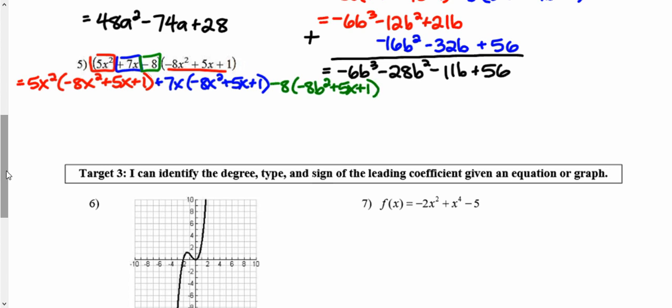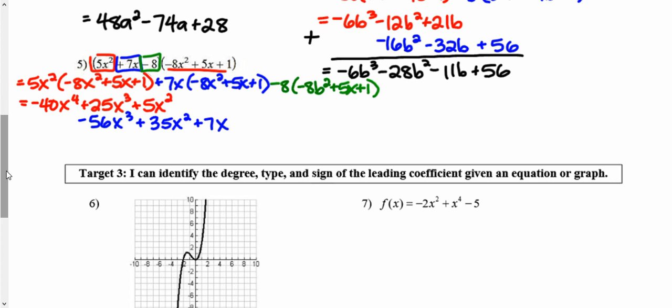Okay, so now I'm going to actually do the distribution. I'm going to stack it up like I did the last time. So starting with the red part, that would be negative 40x to the fourth. And then I would have 25x to the third plus 5x squared. Then moving on to the blue, I'm going to stack my answer under my previous one. So starting with negative 56x to the third plus 35x squared plus 7x.